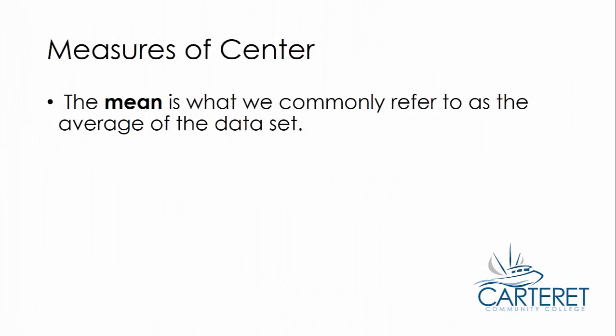A measure of central tendency is a value that represents the typical or central entry of the data set. The three most commonly used measures of central tendency are the mean, median, and mode. The mean is what we most commonly call the average. The mean of a data set is the sum of the data entries divided by the number of entries.